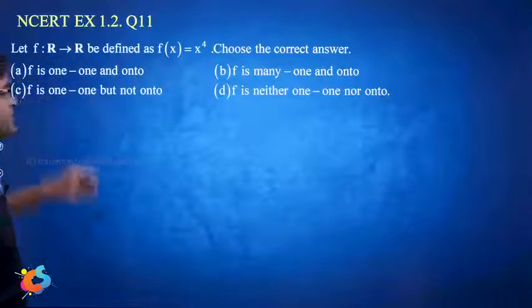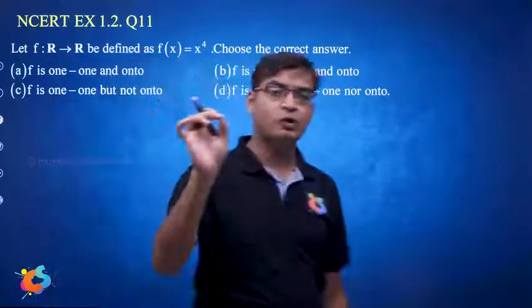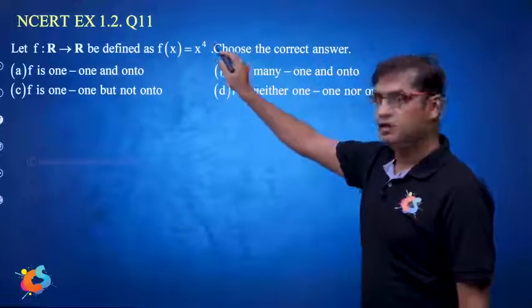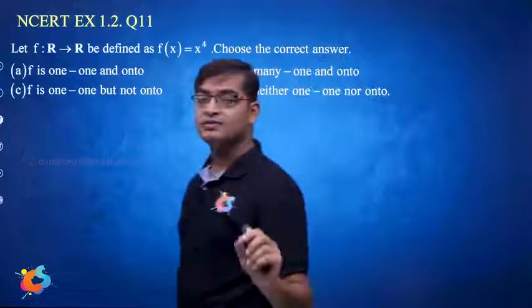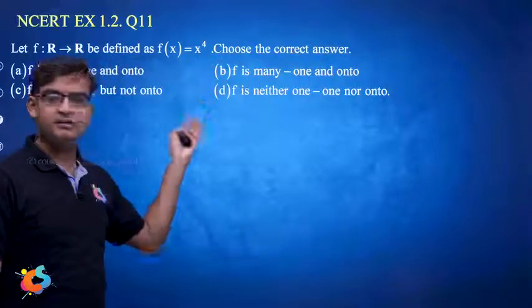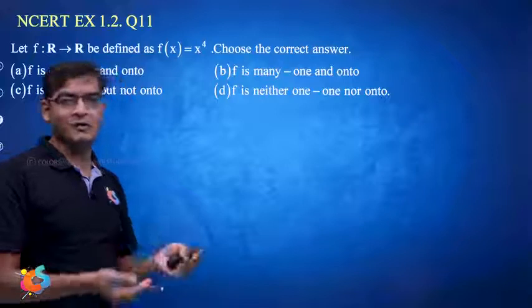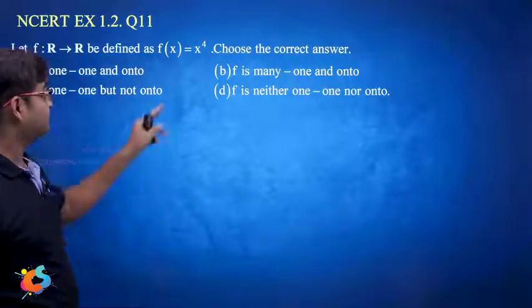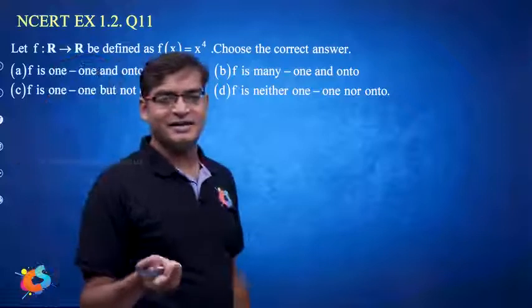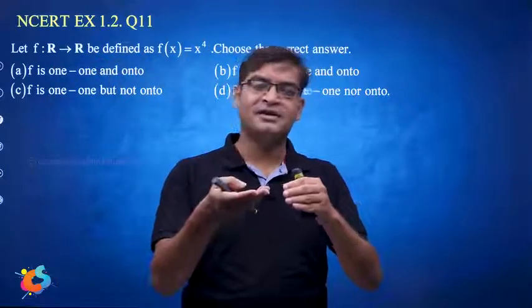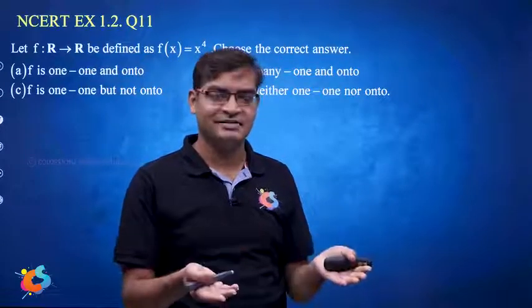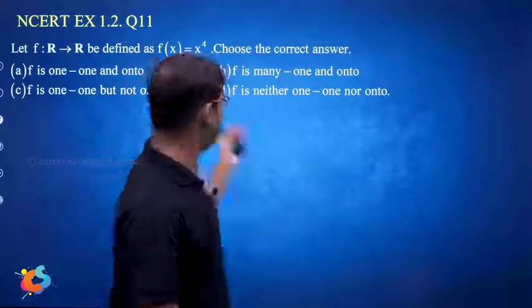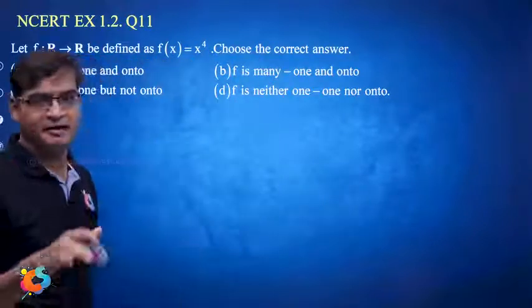Let us take the next question. Here in this question we have f is mapping from R to R. F of x is equal to x power 4. Note, even power like x square, x power 4. Choose the correct answer: f is 1-1 onto, not 1-1 onto, 1-1 not onto. Just by seeing, we can say it is like x square only, even power is there. So minus 2 power 4 is 16. 2 power 4 is also 16. So therefore, this will not be 1-1 function.